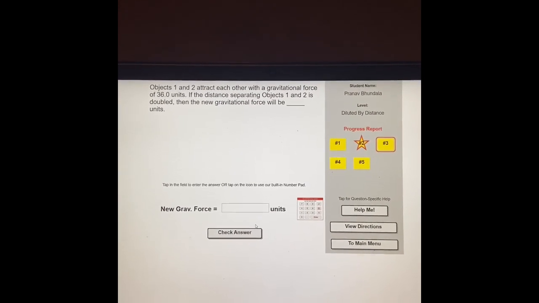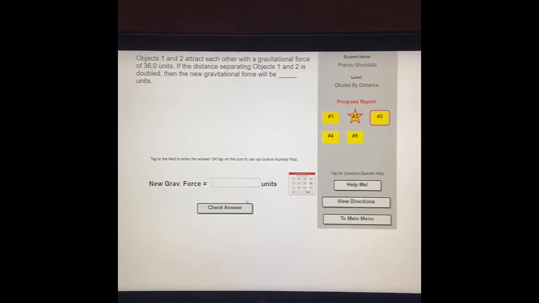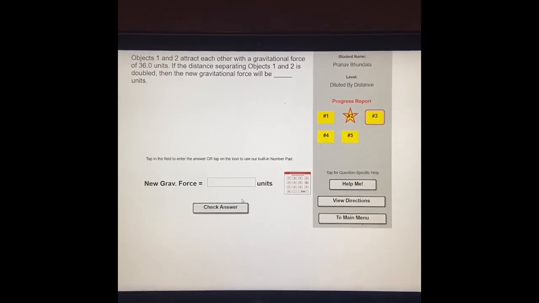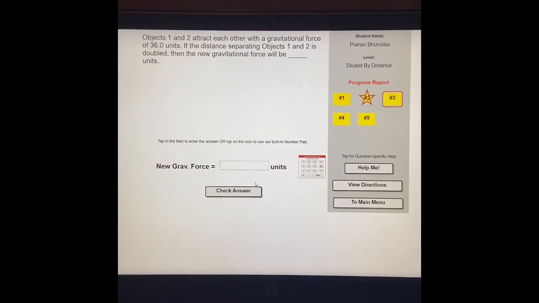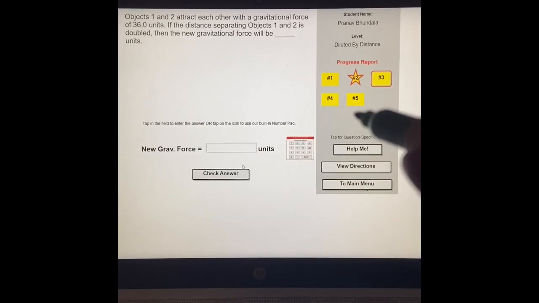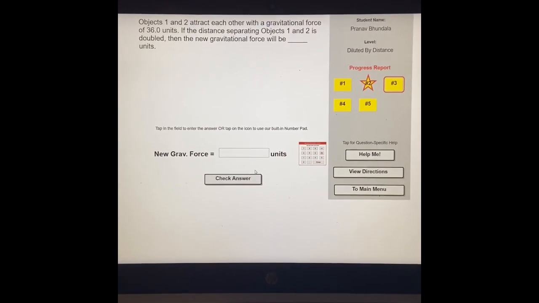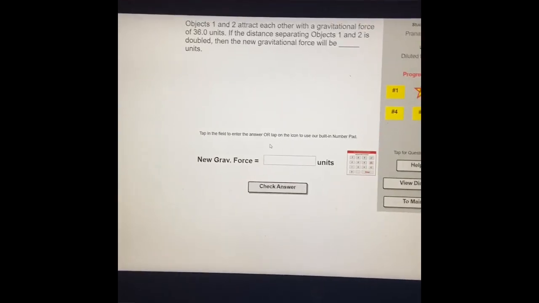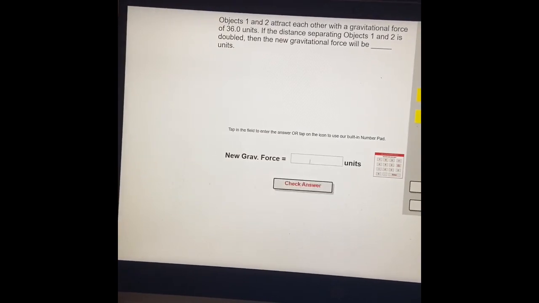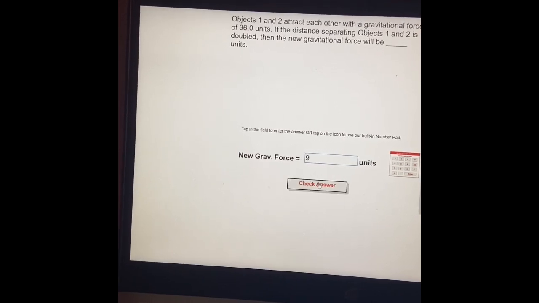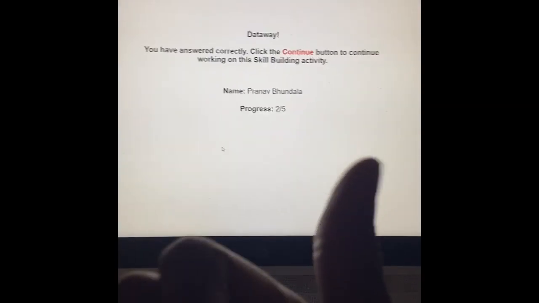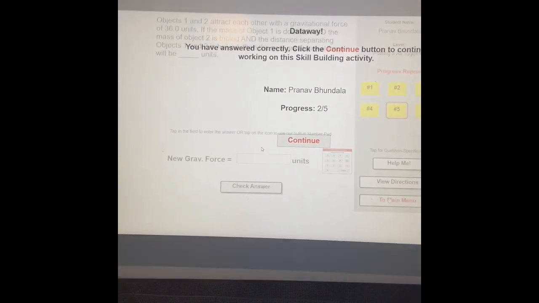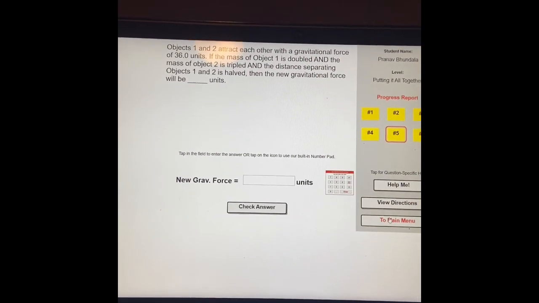Gravitational force 36. So now the distance is doubled. Since the distance has been doubled, the gravitational force decreases by a factor of 2 squared, so 2 squared is 4. So 36 divided by 4 is 9. Great job, guys. Now, let's combine the two. Let's put it all together.